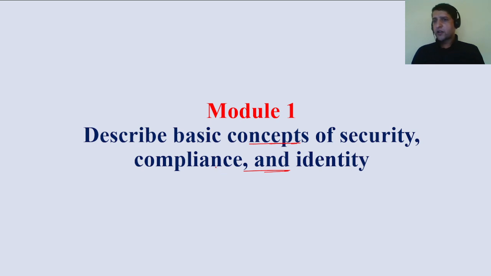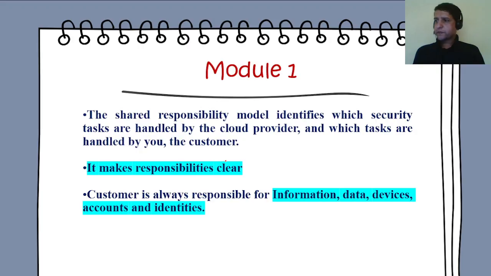But the first thing is that you need to have an overview, and after that just go through these important points. In module 1 there's the shared responsibility model. What is the shared responsibility model? This identifies which security tasks are handled by the cloud provider and which tasks are handled by you as the customer. So the responsibility is being shared. It makes those responsibilities clear, so there's no blaming. The customer is always responsible for information and data, devices, accounts and identities.